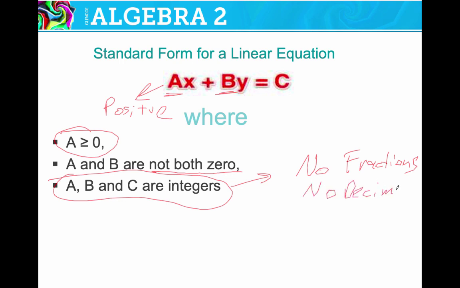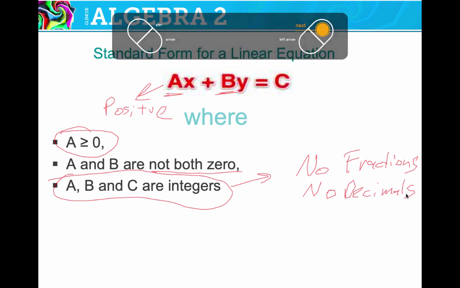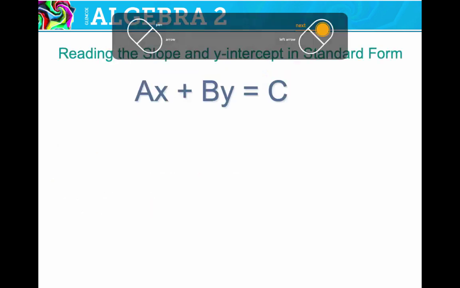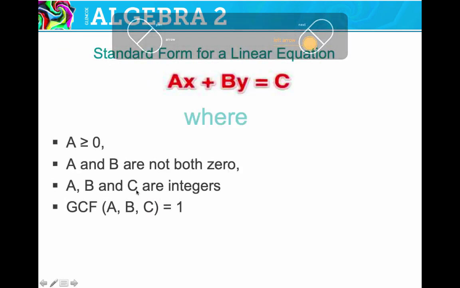And I think there's one more here. Did I miss one? Yeah. And they are reduced. The greatest common factor is 1. Whoa, whoa, whoa. So they need to be simplified. Now, what does that mean?